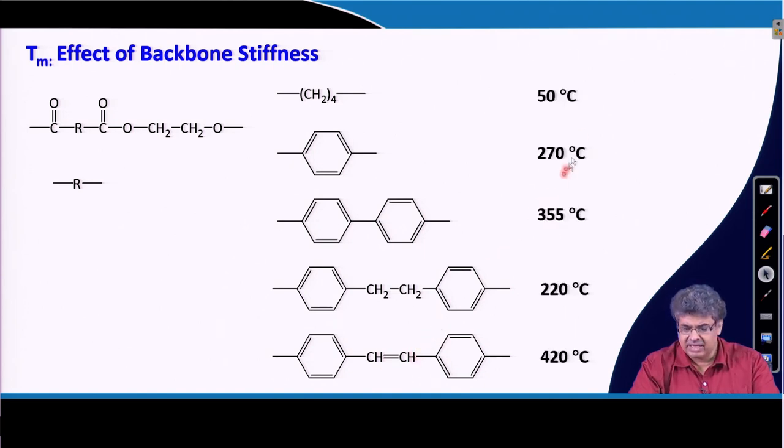So, if you look at the numbers, this is 50 degree centigrade, a drastic increase in Tm to 70 degree, a further increase, then a decrease, but again a huge increase in the value of Tm, because the backbone stiffness increases in these cases, which results in the higher value of Tm.